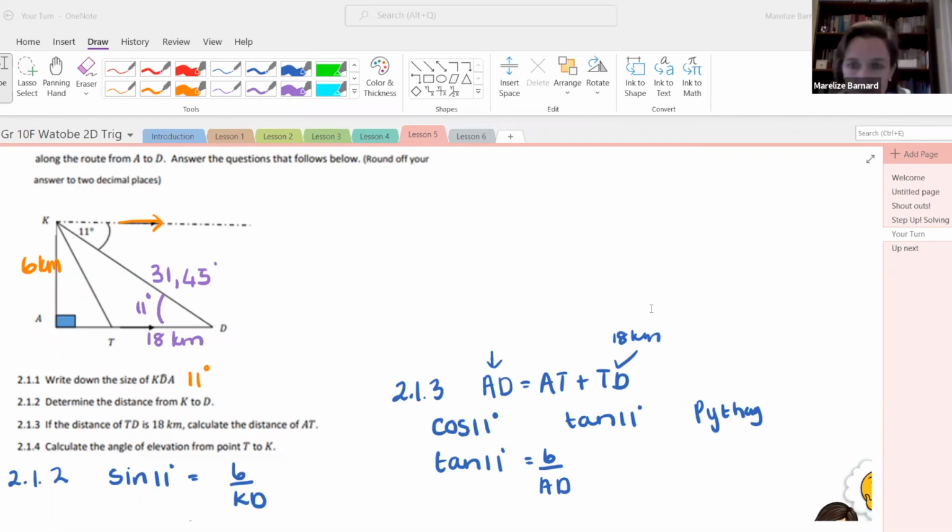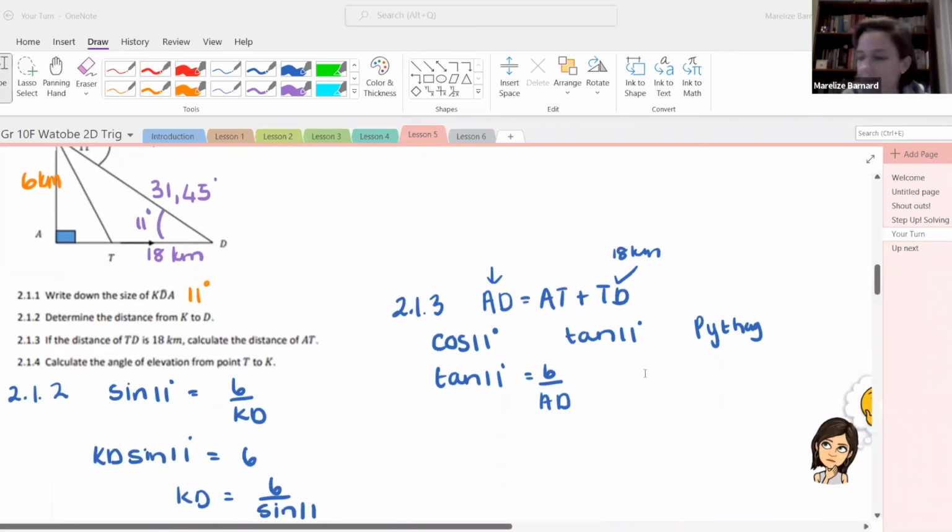30 more seconds. Pop your answer in the chat. Whoa, we're all getting different answers here. We should all be getting the same answer. Okay. It looks like we are agreeing on 30.87.